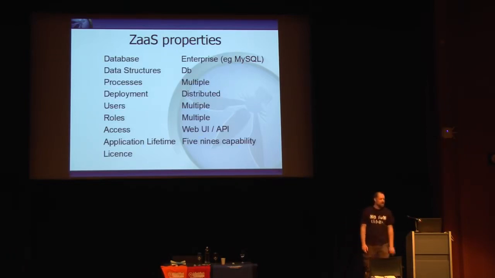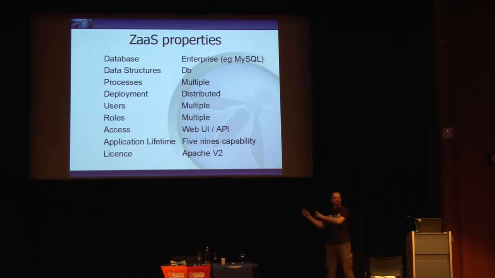And the last thing is the license. Apache v2. This means you can do what you like with it. You can take ZAP as a service, you can put it online, you can charge for it. That's fine. We're cool with that.